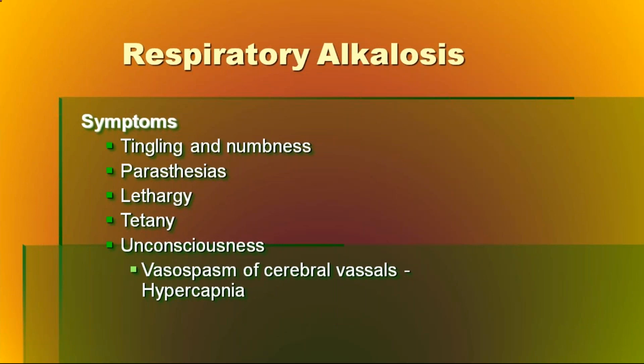How do they manifest? The most common symptomatology is tingling and numbness. This is because of the fall in serum calcium, which happens automatically with the alkalosis. So paresthesia, tingling sensation, lethargy, and in extreme stages, tetany. Once the serum ionized calcium falls, tetany can lead to unconsciousness, because of vasospasm of the cerebral vessels, and hypercapnia also produces some sort of cerebral depression. Is it a protective mechanism? Actually, the symptoms are tingling and numbness, tetany, and ultimately loss of consciousness.